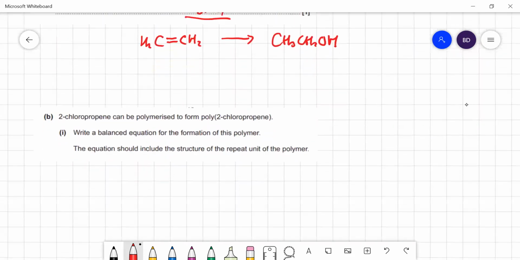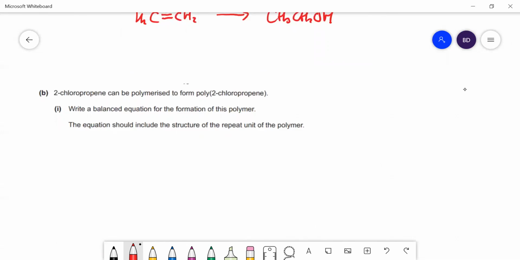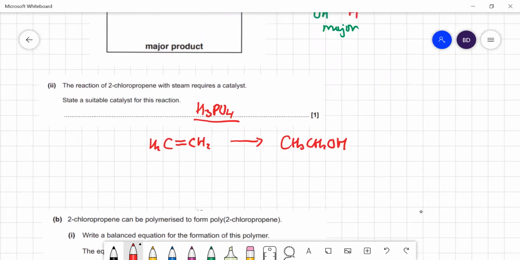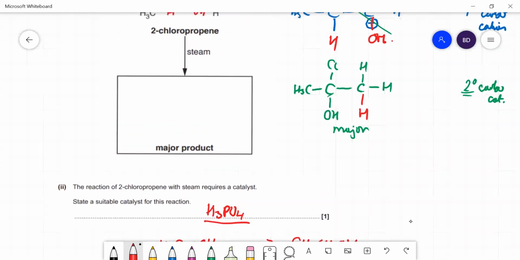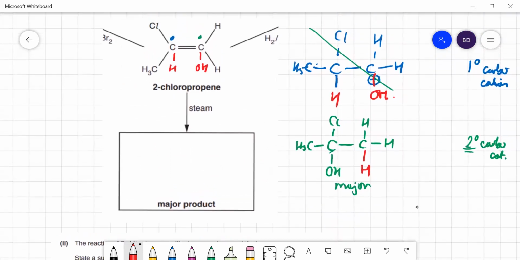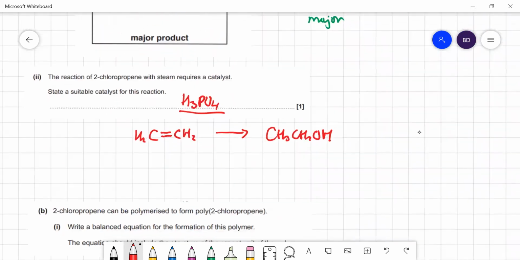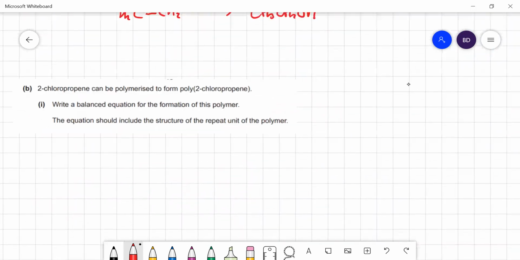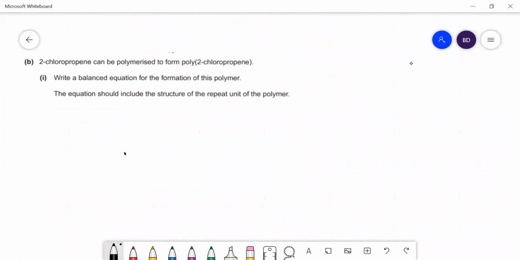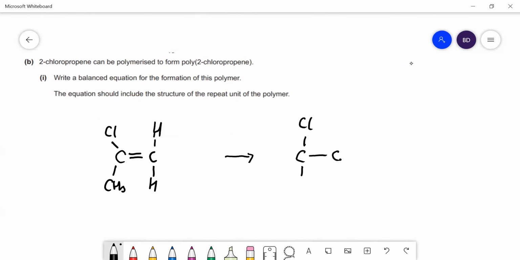2-chloropropene can be polymerized. Okay, write a balanced equation for the formation of this polymer. Okay, so we've got our monomer there, 2-chloropropene. So I'll draw that. It says it's got to be a balanced equation. So here we've got chlorine, methyl, hydrogen, and hydrogen. Right, when it polymerizes, they join up, so they go next to each other to give that.